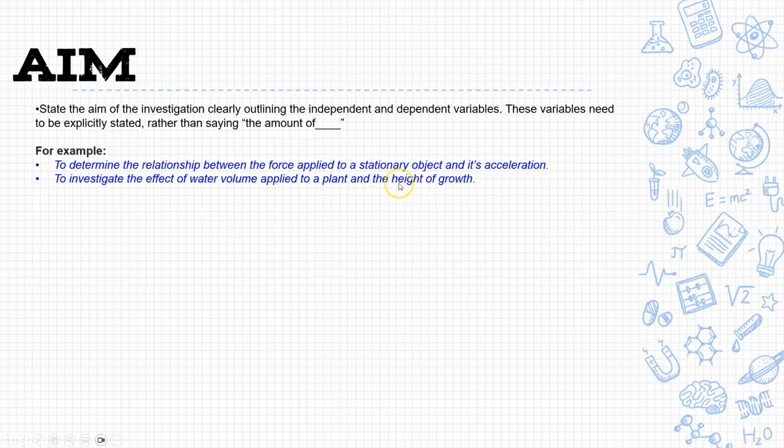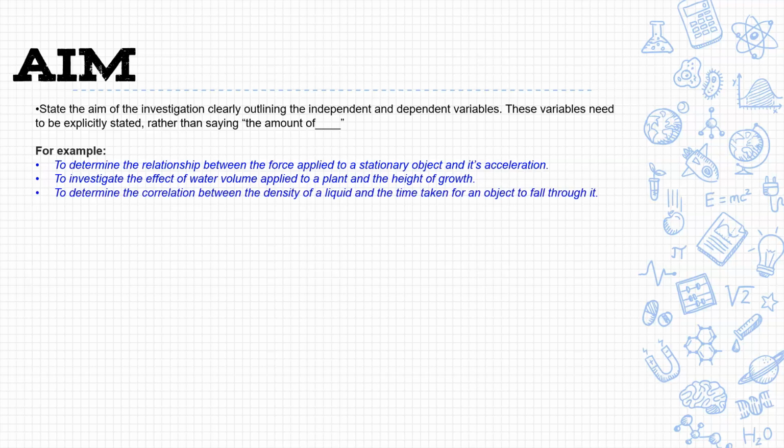So height of growth. Notice that we nearly always start with a "to" something. So rather than saying "to find out," which we always want to avoid, because it is very vague, casual language, substitute that with things like to determine, to investigate, to explore the relationship, to explore the correlation. Correlation is kind of the same as relationship. Then you just go on between this and this. And that is 99% of the time a great aim, as long as those variables are clear.